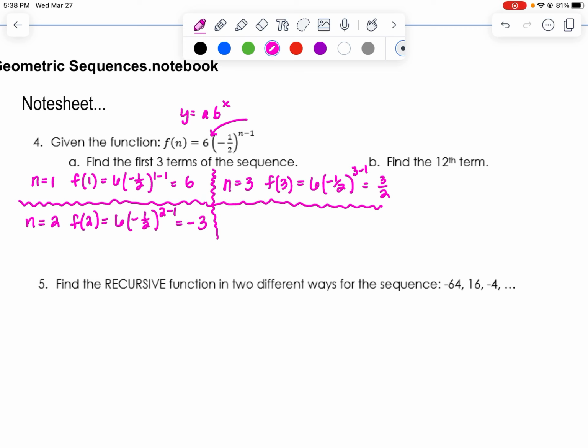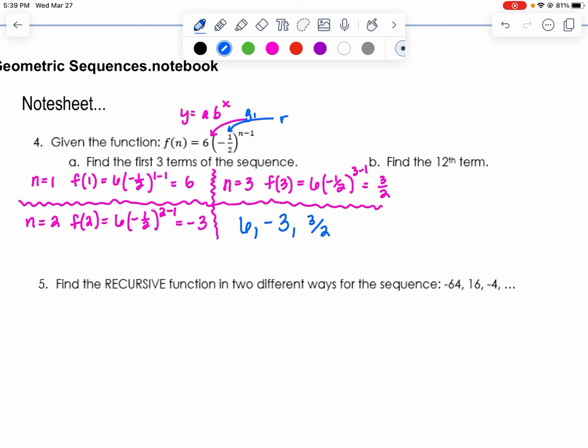So what are our first three terms of the sequence? Our first three terms are 6, comma, -3, comma, 3/2. And hopefully you can see the connection there to our exponential formula. 6 is our starting amount. -1/2, that is our r. And that is how we go through and calculate our different values of the sequence.